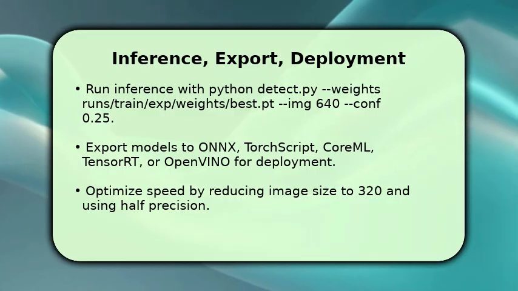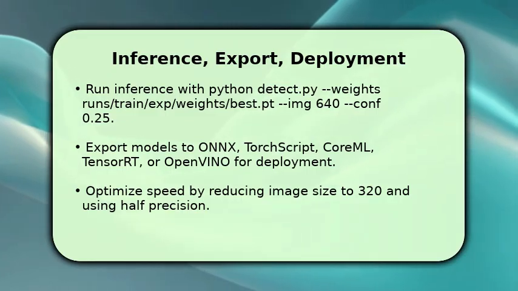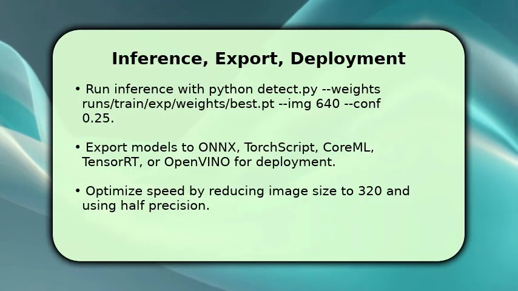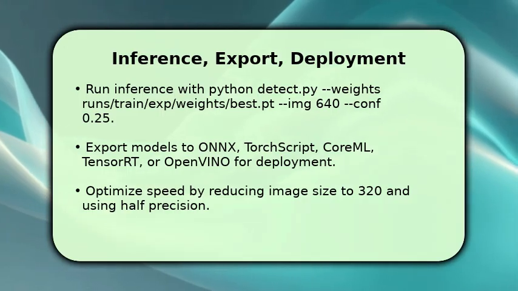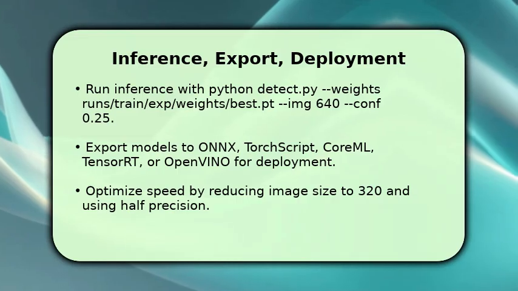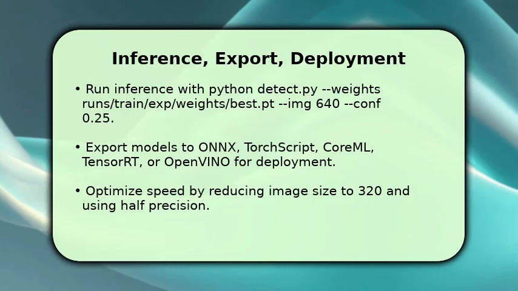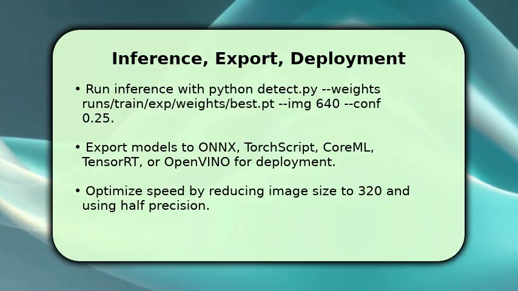Export models to ONNX, TorchScript, Core ML, TensorRT, or OpenVINO for deployment. Optimize speed by reducing image size to 320 and using half precision. Apply NMS and set IoU threshold to 0.45 to remove duplicate detections reliably.